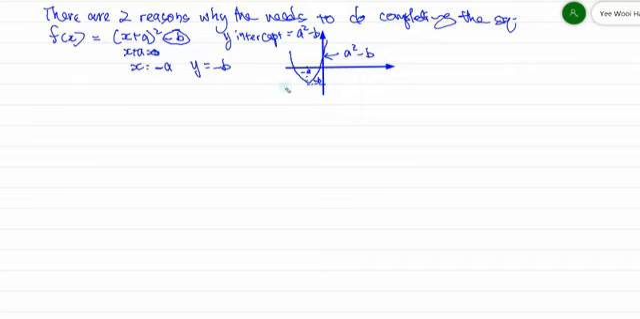Now, this is the first reason. The second reason why you use completing the square is, let's say you were given y equals x squared plus x minus 3. Okay.